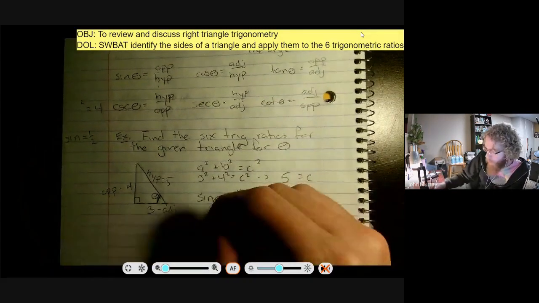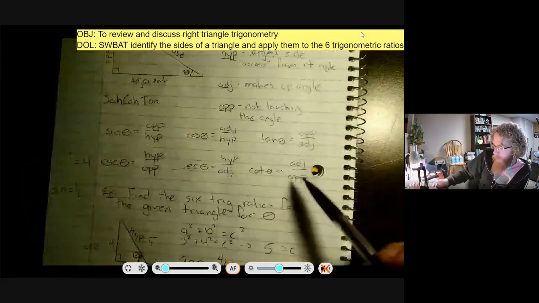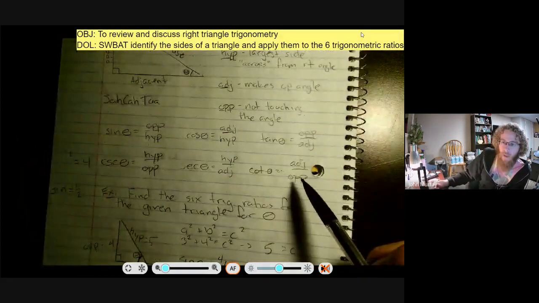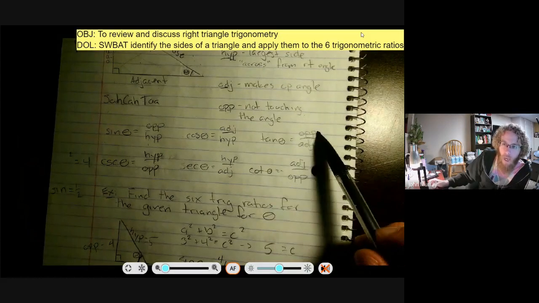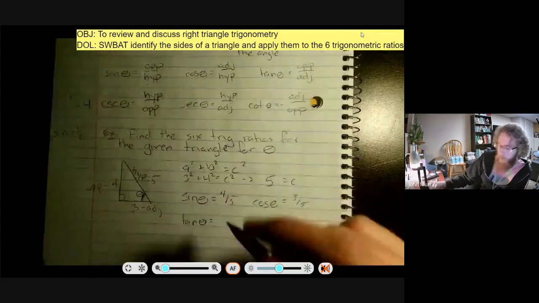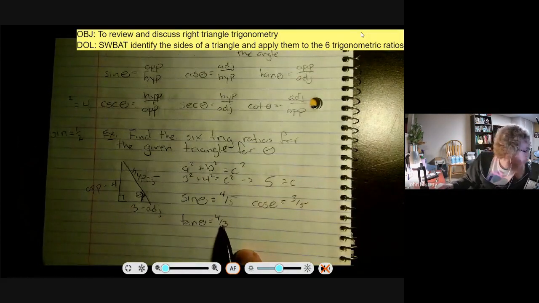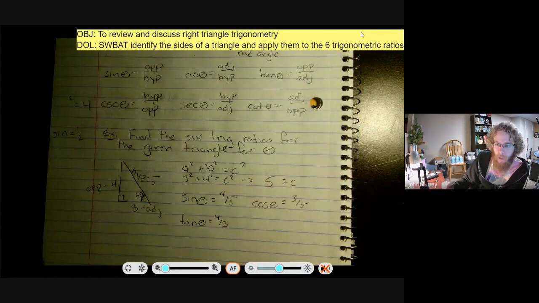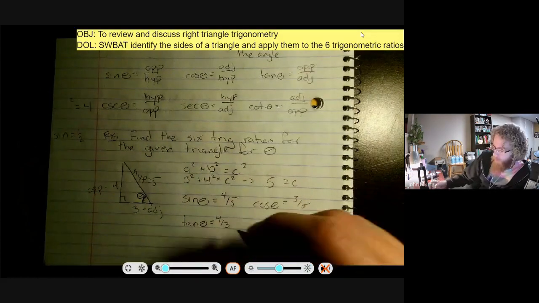Okay. Pretty straightforward from here on out. Tangent. Just be careful because tangent and cotangent are very similar, right? So make sure tangent is the opposite over adjacent. So 4 over 3. That's greater than 1, but that's okay. We said that might happen. And then your other 3, you're just flipping these answers.